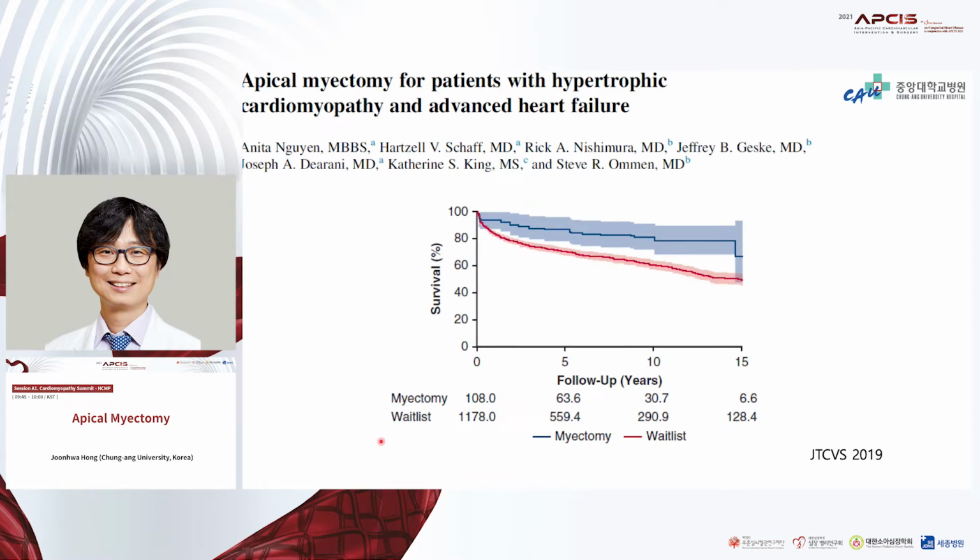Dr. Schaff's group accumulated more than 100 patients of apical myectomy, and they compared patients who were on the heart transplantation wait list and patients who underwent apical myectomy. Patients who underwent apical myectomy showed better survival compared to patients who were on the wait list.